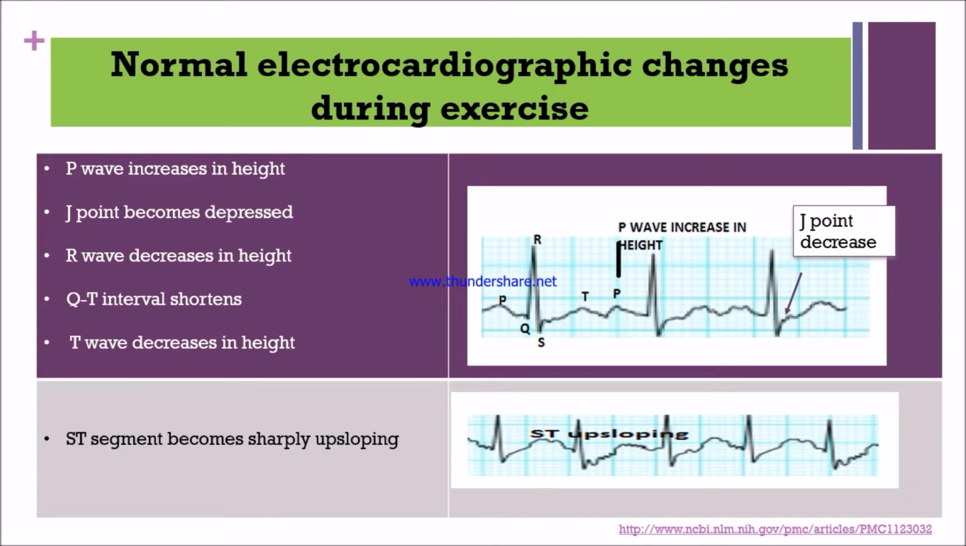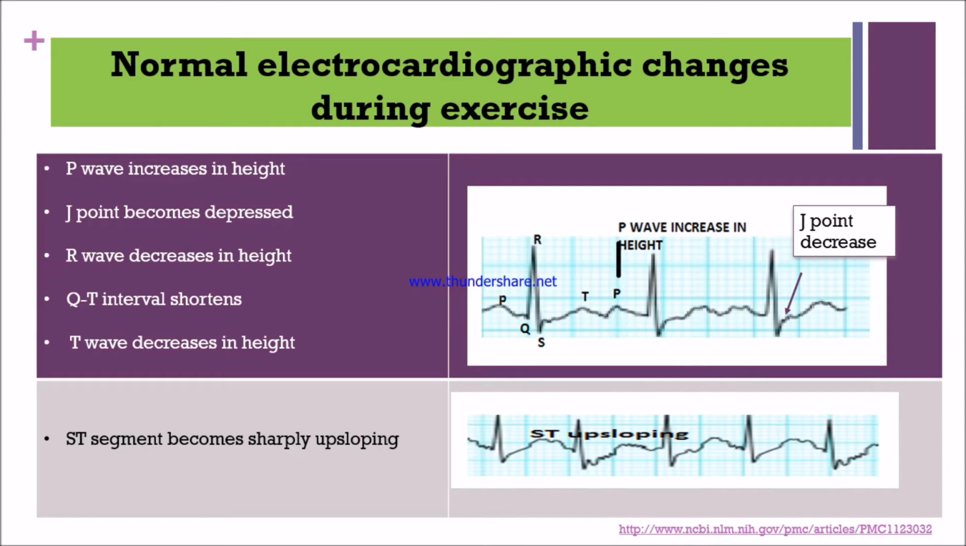Then the R wave is decreased in height. The R wave is the first positive deflection after the P wave. It represents ventricular depolarization. So when ventricular depolarization is late, the R wave is decreased in height.